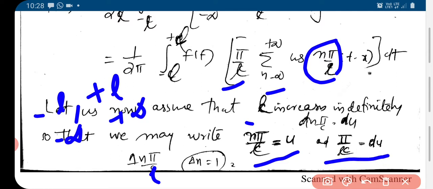So this is actually du, and this is u. And n changing from minus infinity to plus infinity, n is now Lu by pi.